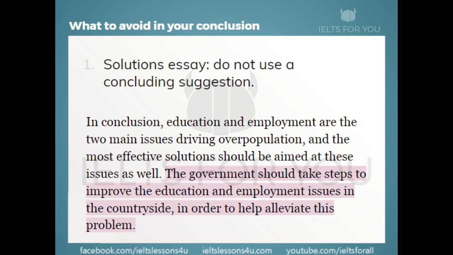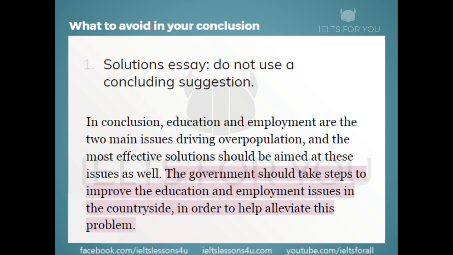Okay, and you can see why. Read this conclusion with me. It says, in conclusion, education and employment are the two main issues driving overpopulation, and the most effective solutions should be aimed at these issues as well. So you can see the summary, right? The summary says education and employment are the main causes, and the solutions should also be aimed at these issues, education and employment. That is what the body paragraphs contained, and that's what we see in our summary.